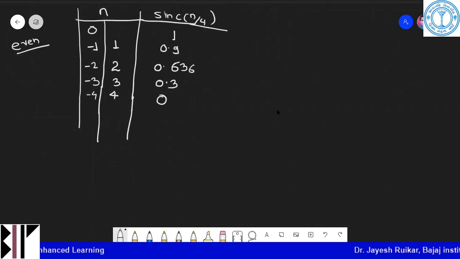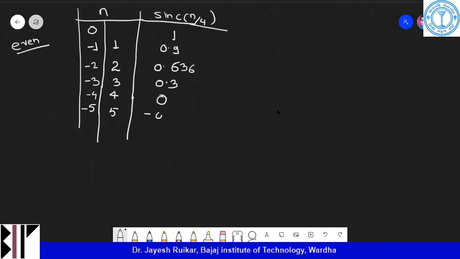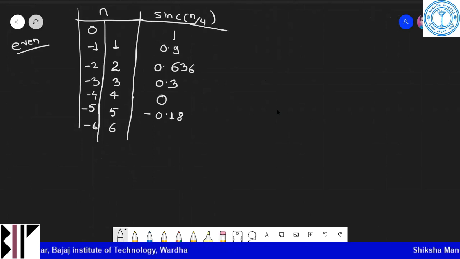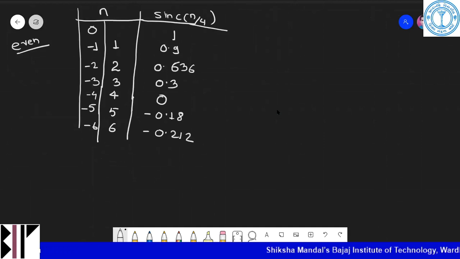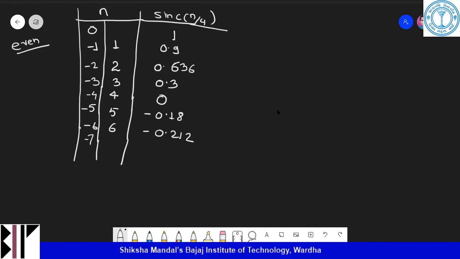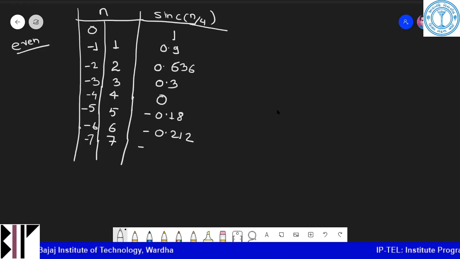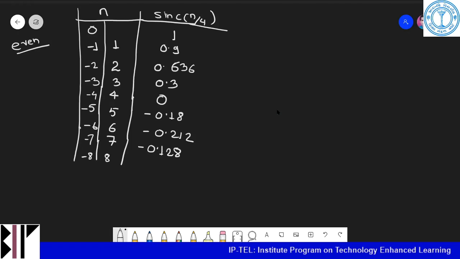For -5, or +5, its value is equal to -0.18. For n equal to 6, positive or negative, the value is equal to -0.212. Then for -7, or +7, its value is equal to -0.128. And for -8, or +8, its value is equal to 0.